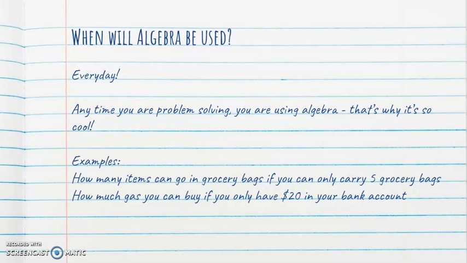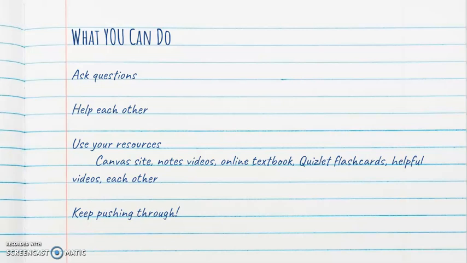The same thing goes for the second example. How much gas can I buy if I only have $20 in my bank account? Again, this is a very realistic example. There are so many college students who have $20 in their bank account and they have to figure out how many groceries they can buy or how much gas they can buy. So algebra is really, really cool, and we're going to be looking at a lot of those real world examples this year.